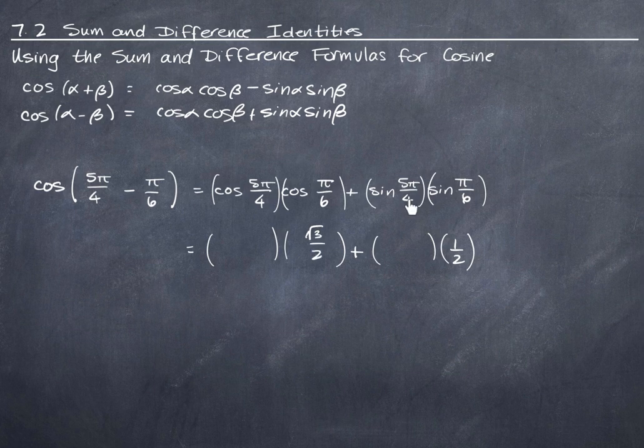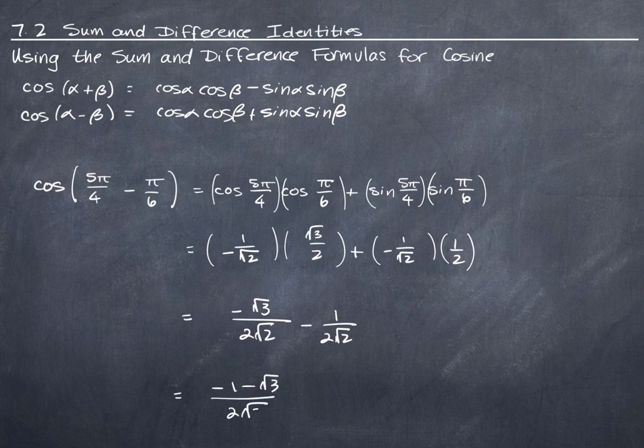The sine of 5 pi over 4 uses the reference angle of pi over 4. It's in quadrant 3, so it's negative. Pi over 4 has a sine of 1 over the square root of 2, and it's negative. And cosine 5 pi over 4 also uses a reference angle of pi over 4, so cosine of pi over 4 is 1 over root 2. In quadrant 3, cosine is also negative, so we're going to have a negative there. That gives me negative root 3 over 2 root 2 minus 1 over 2 root 2. And that is negative 1 minus root 3 all over 2 root 2. And that's an exact value.